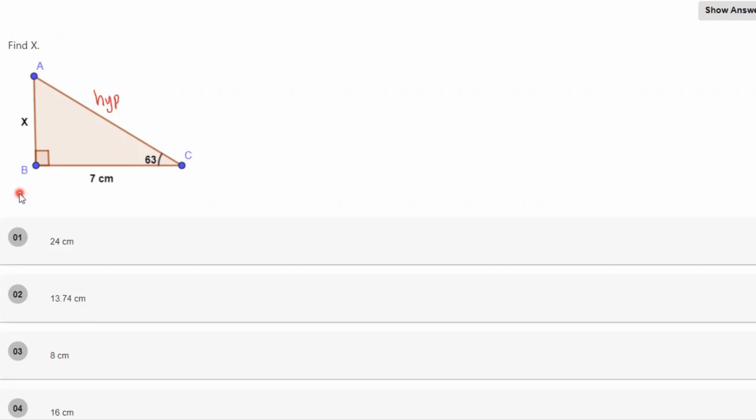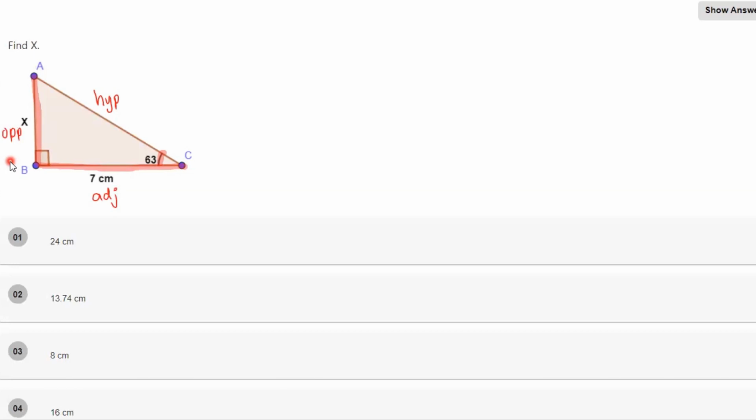And with respect to the angle that they've given us as 63, the side BC is the adjacent side, and the side that we want to find out, that's x, is the opposite side. So we know the length of the adjacent, we know the size of this angle, and we need to find out the opposite side. Now, when dealing with a question like this, we're first going to figure out which of our trigonometric ratios have the adjacent as well as the opposite in it.